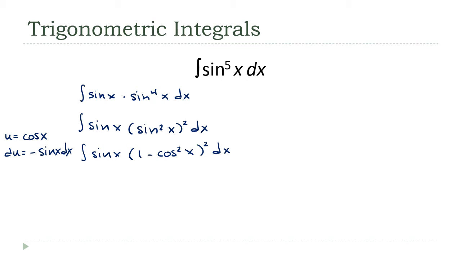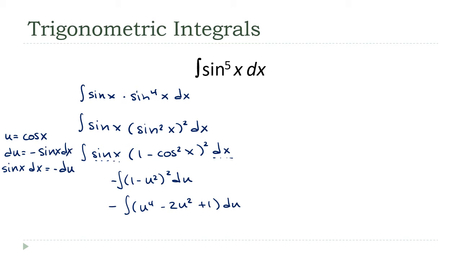Notice I've got a sine of x and a dx in there. So what am I getting? Let's move the negative sign over. Sine of x dx equals negative du. So now I'm going to do the substitutions. I'm going to replace the sine of x and the dx with negative du, and I'm going to replace the cosine with u. So this is 1 minus u squared squared. And that's just a polynomial. I'm going to multiply this out. This is negative integral u to the fourth minus 2u squared plus 1 du.